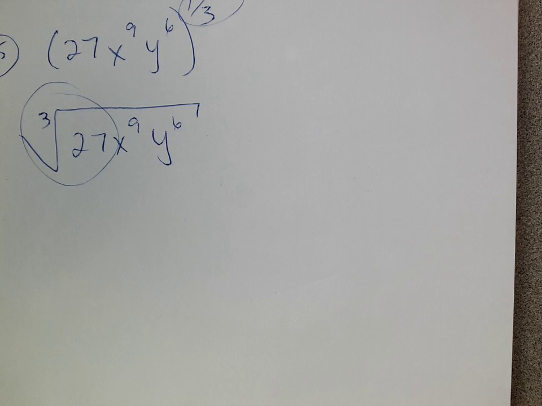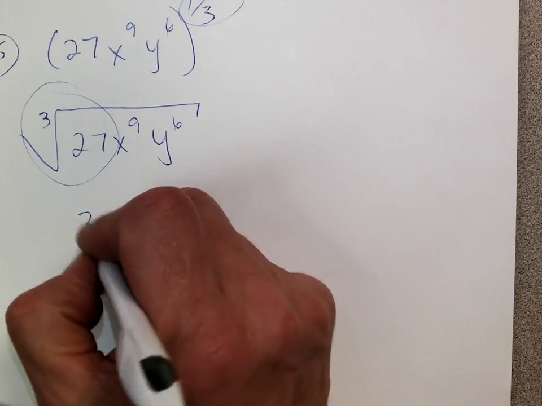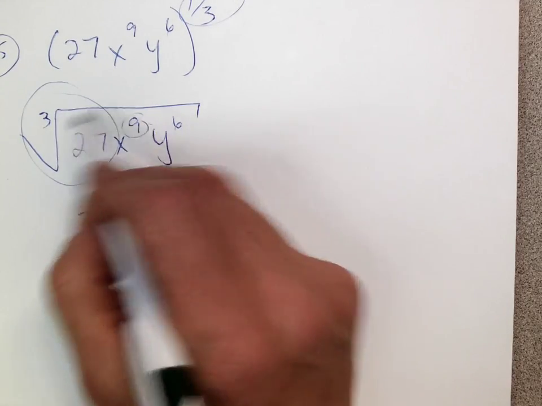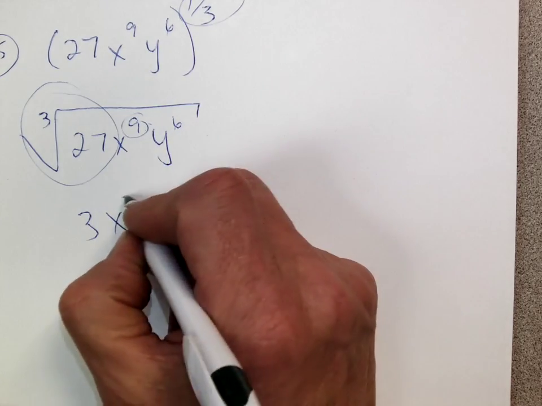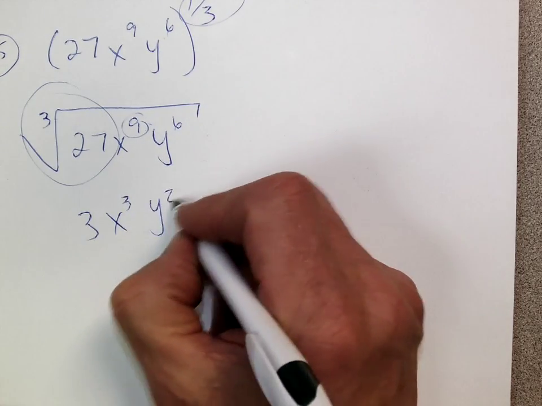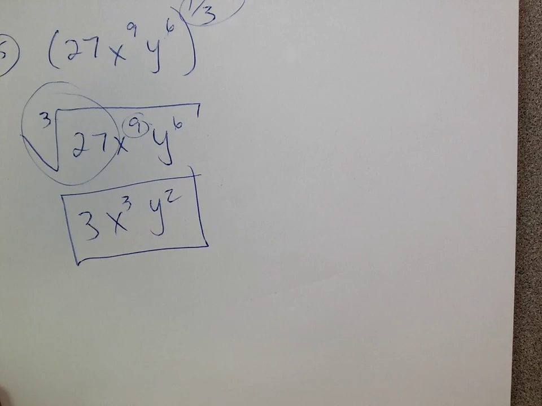3, right? So the cube root of 27 is 3. Take 1/3 of my exponent. In fact, you can see why it's 1/3 up here, can't you? See why it's 1/3. x^3 y to the 2. That was easy, huh?